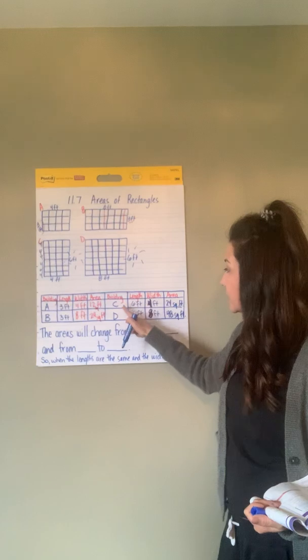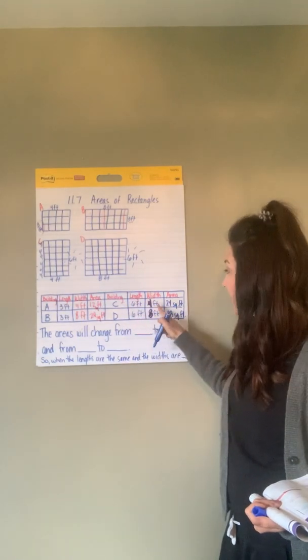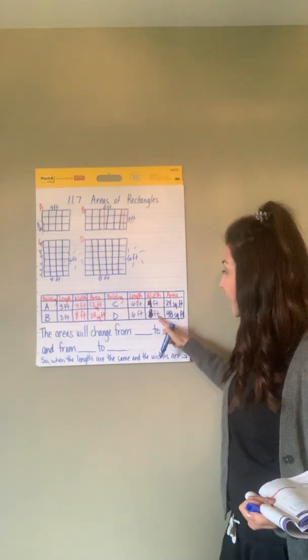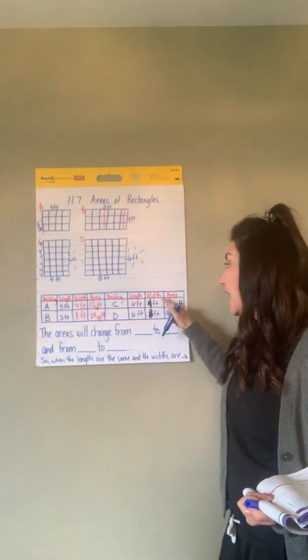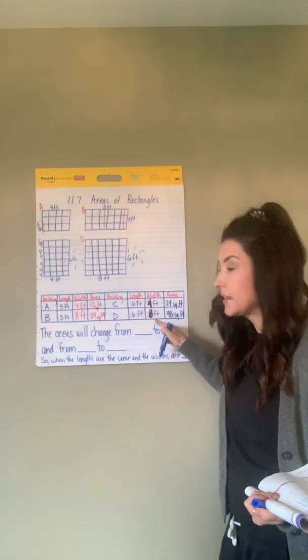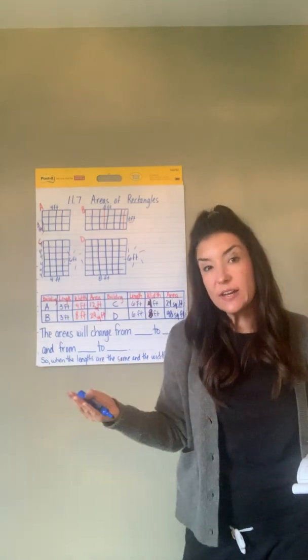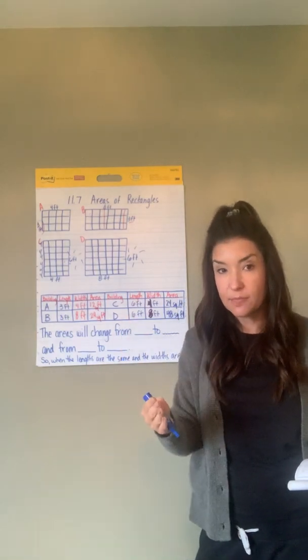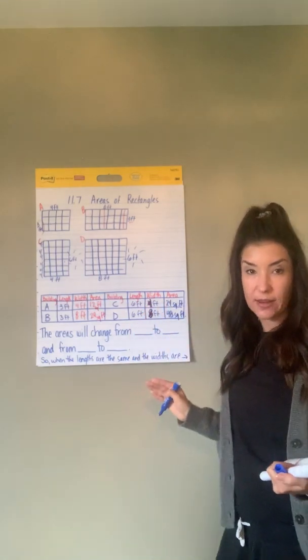Now let's look at building C and D. The length is the same, again, 6 feet. Let's look at the widths, 4 feet and 8 feet. So the widths double between the buildings because 4 doubled would be 8. So what do you think is going to happen if the length is the same and the widths are doubled? What's going to happen to the area?